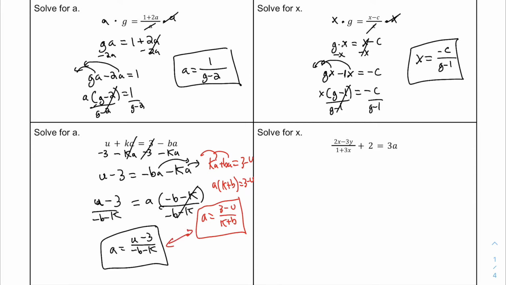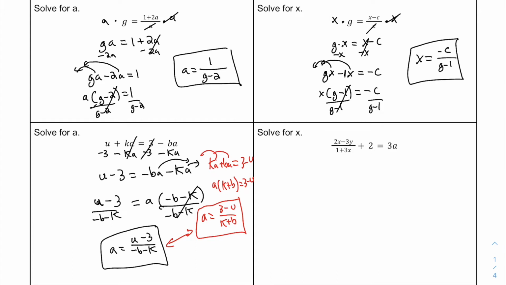These are two equivalent expressions. And we just have (3 minus u) over (k plus b) versus (u minus 3) over (negative b minus k). So we can switch the negatives and positives and still have equivalent expressions here. And depending on your solving path, you might get one or the other, but they are the same.